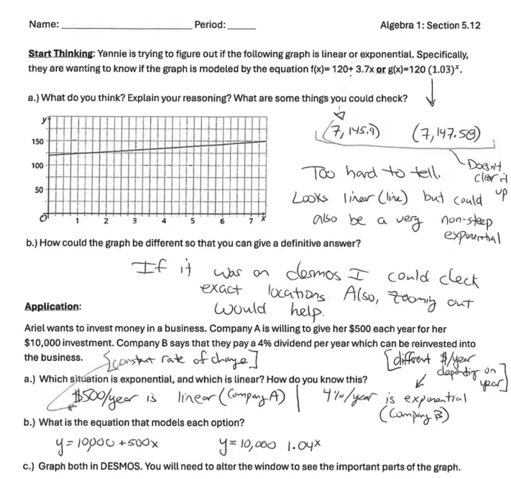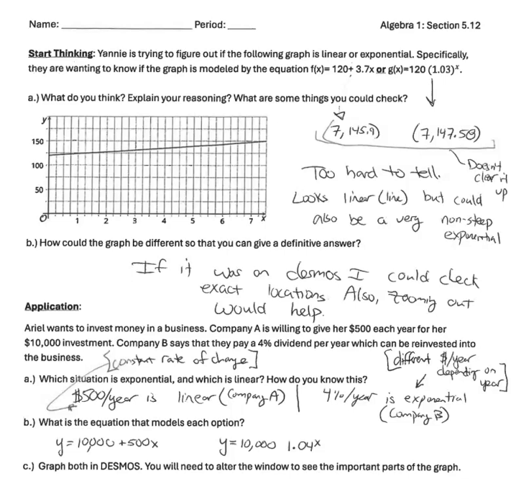All right, we are coming to the end of our study of exponential functions. The start thinking part on this problem says Yanni's trying to figure out if the following graph is linear or exponential. Specifically, they're wanting to know if the graph is modeling the equation f of x equals 120 plus 3.7x, or g of x equals 120 times 1.03 to the x.